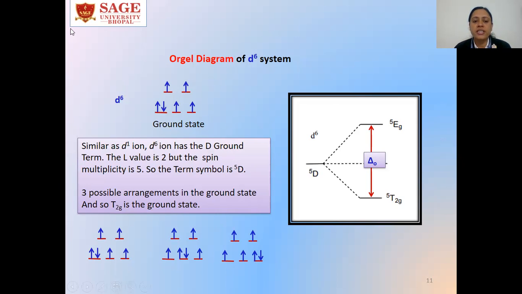So for the D6 system, we can see that the ground term is 5D, and from here we can see one down-spin electron can be in 3 possible arrangements in the T2G set. So 5T2G will be the ground term. How can they stay? The down spin can be in DXZ or DYZ or DXY. So 3 possible arrangements in the ground state. So T2G is the ground state and EG will be the excited state.